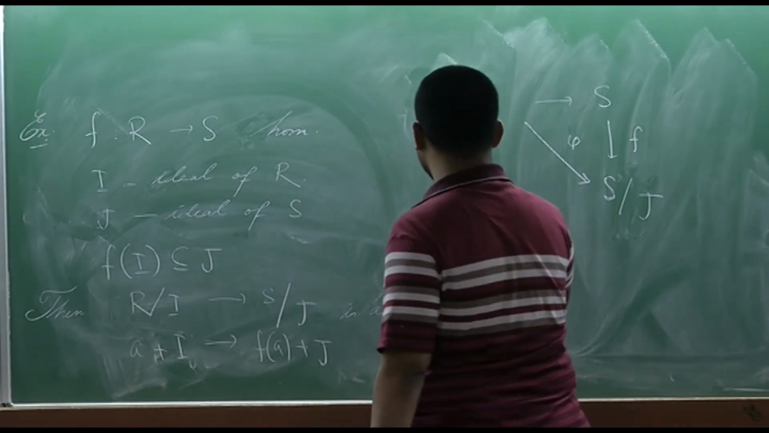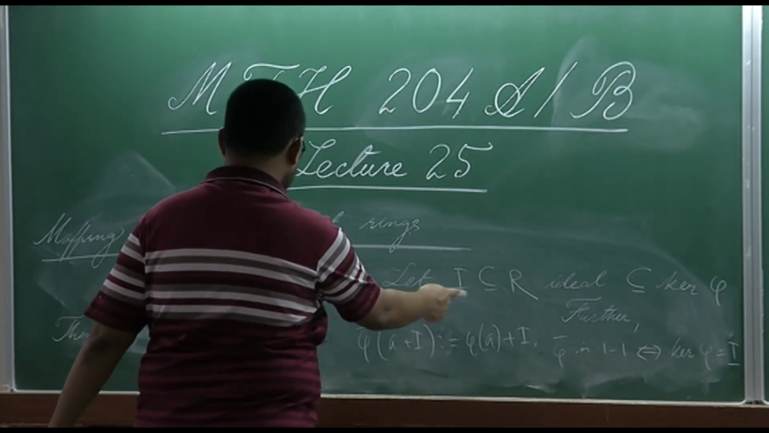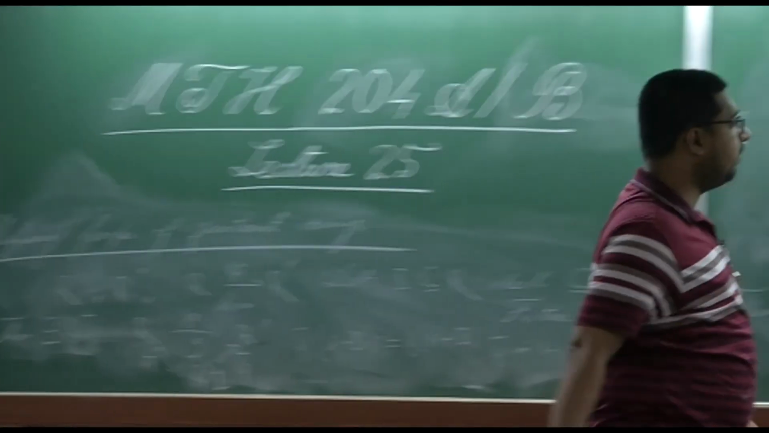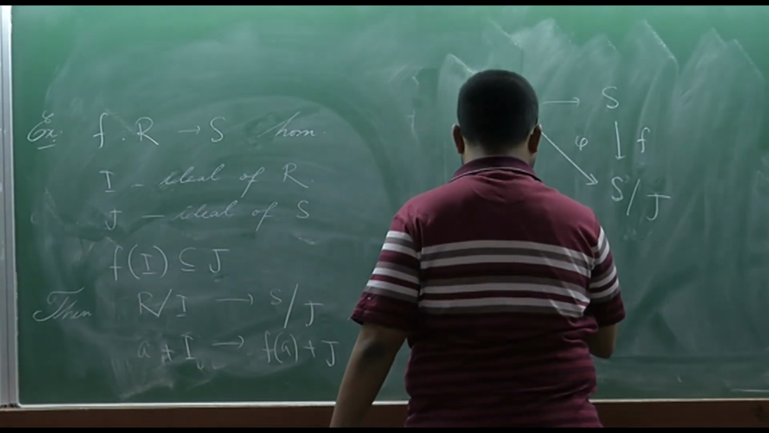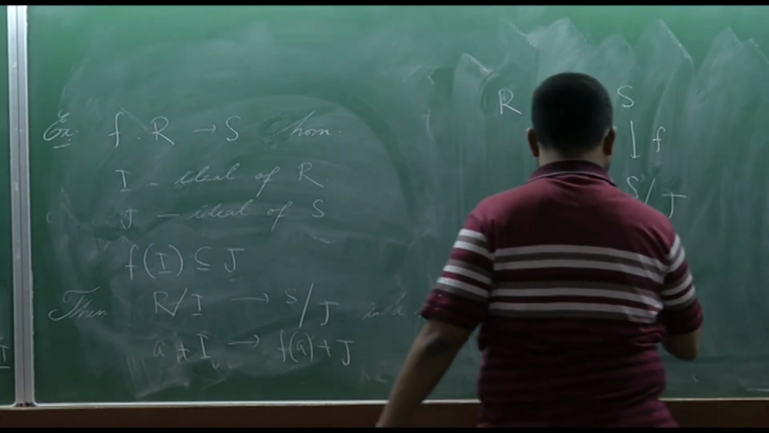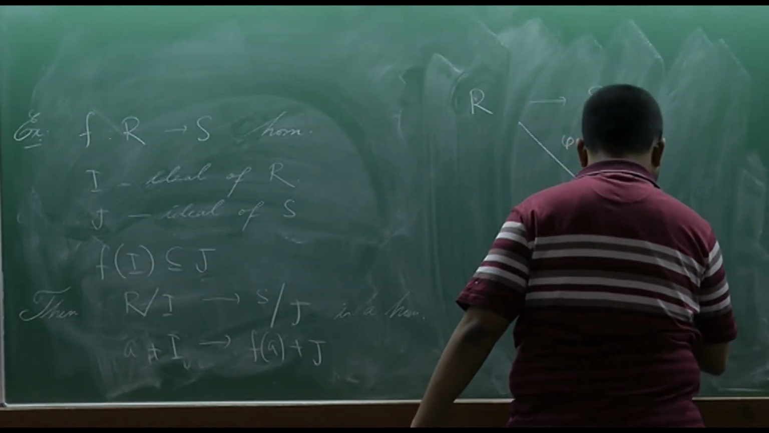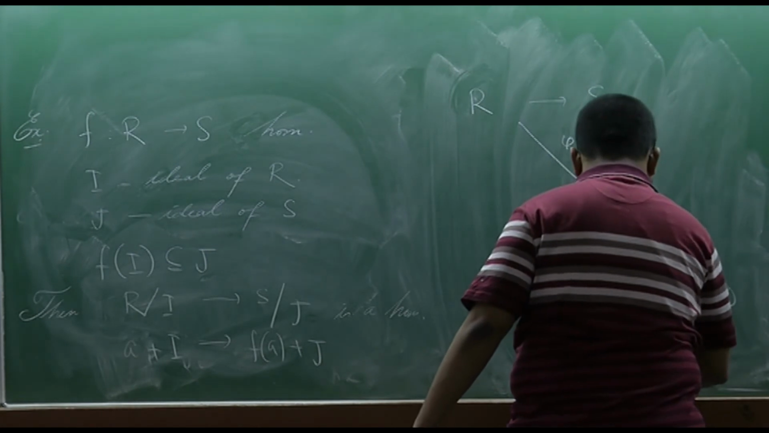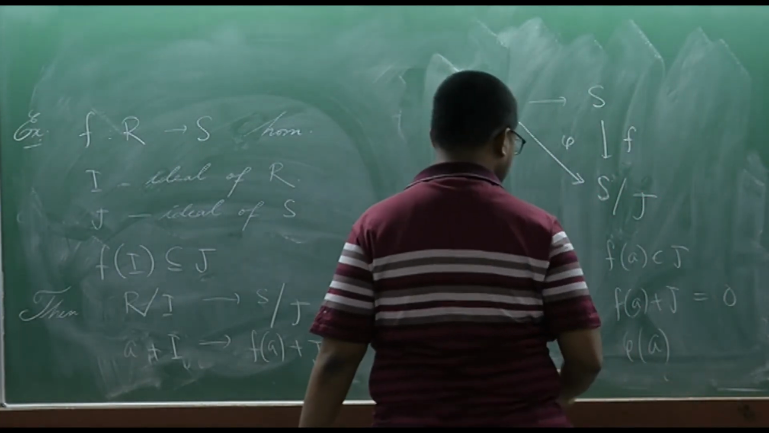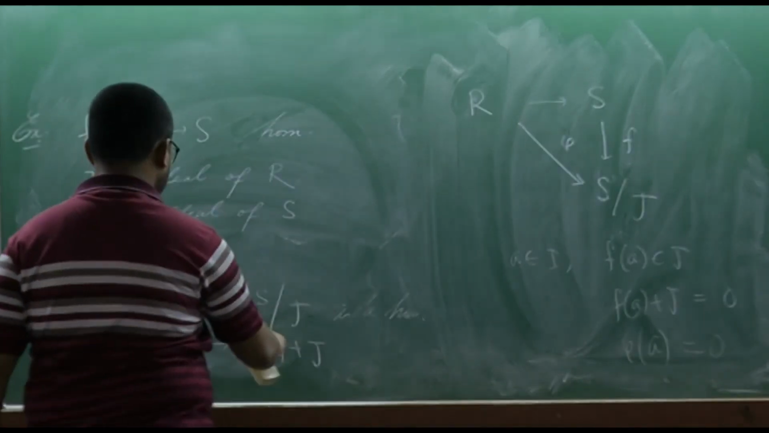So, this condition ensures that I is contained inside the kernel of phi. Let me simply check that. If a is in I, then f of a belongs to J. So, f of a plus J is 0. So, exactly, phi of a is 0. So, I is contained in the kernel of phi. So, therefore, this homomorphism is nothing but the unique homomorphism obtained in this manner.